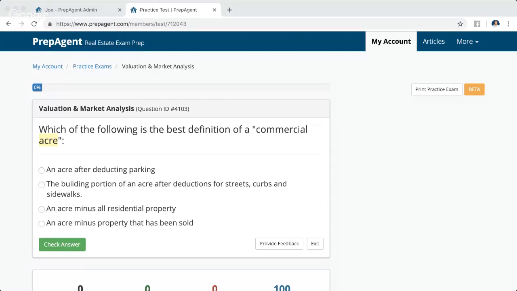So what is the true value? What a willing buyer is willing to give to a willing seller. What somebody's willing to pay and what the seller's willing to accept, what it sells for.